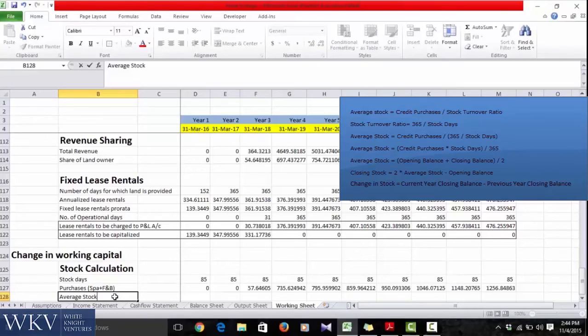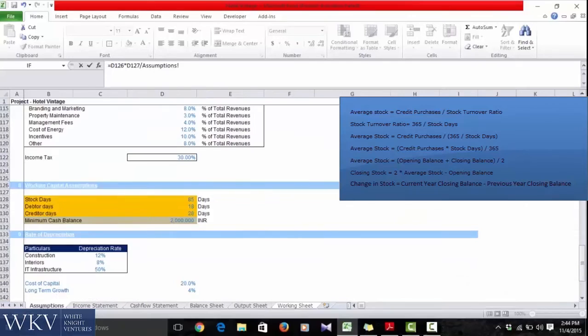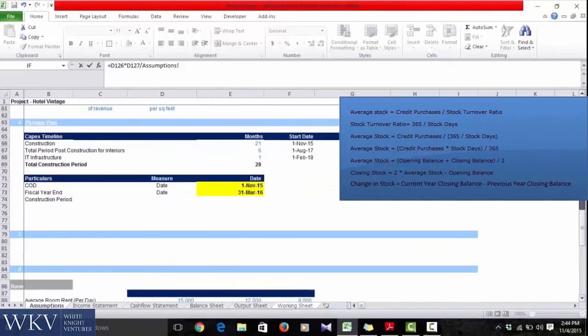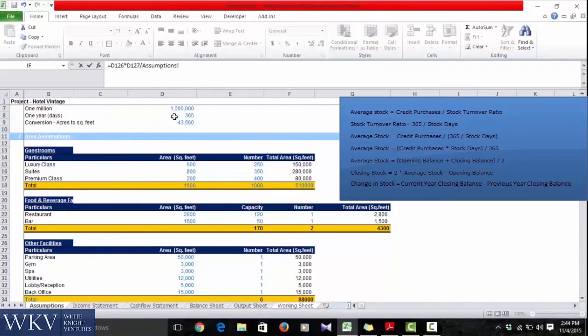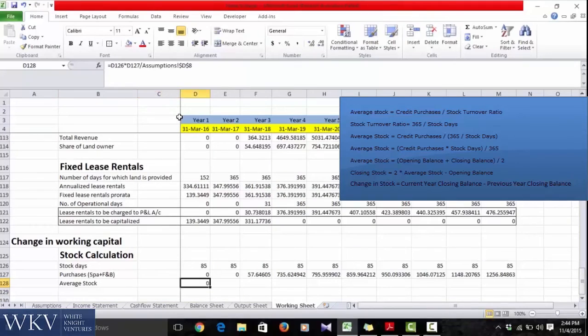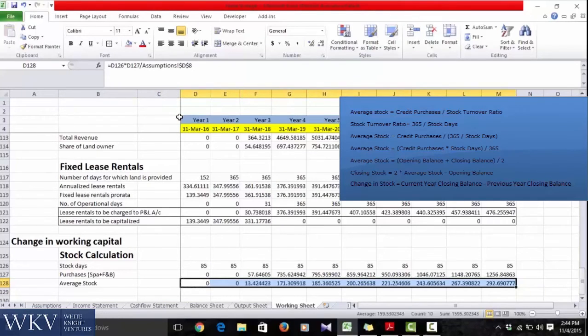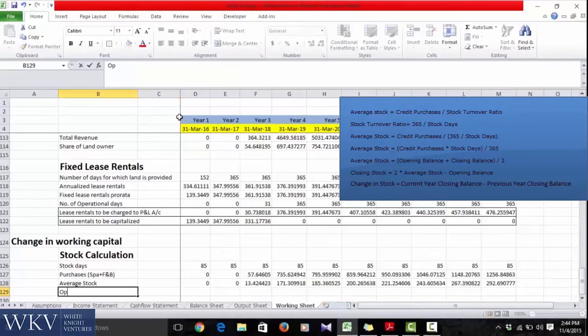As we already know that the average stock is equal to credit purchases by stock turnover ratio, we can calculate it like this. Stock turnover ratio is 365, that is days in a year, divided by stock days. Therefore, average stock is equal to credit purchases divided by 365 divided by stock days. Average stock thus is equal to credit purchases into stock days divided by 365.